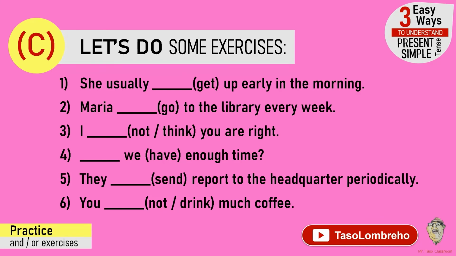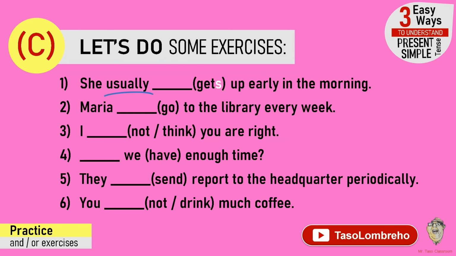Here are 6 sentences you need to complete. Yeah, there are blank spaces followed by verbs in brackets that you need to spell correctly, in order to avoid mistakes. So number 1, she usually get up early in the morning. Maria go to the library every week. I not think you are right. We have enough time. They send report to the headquarters periodically. You not drink much coffee.